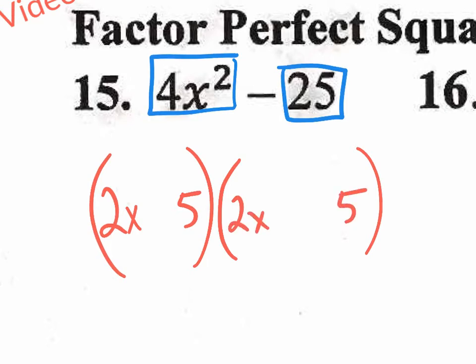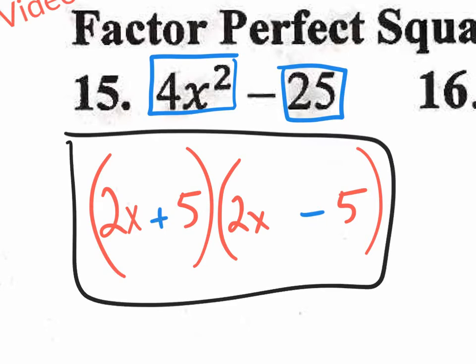Now the question is, what signs belong here and here? In order for you to get a negative 25 at the very end, one has to be a positive 5 and one has to be a negative 5. Not only that, when you distribute and combine like terms, the middle terms have to eliminate because it's a binomial, not a trinomial. That's why it's important to have different signs, a plus and a minus. And that's pretty much all there is to it. That's your factored form for number 15.